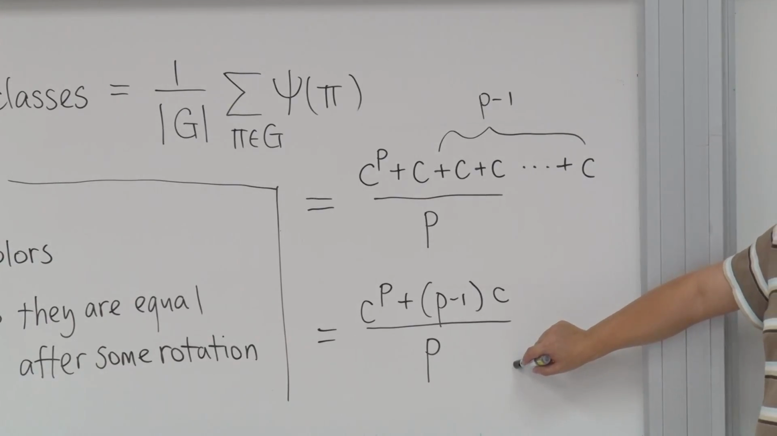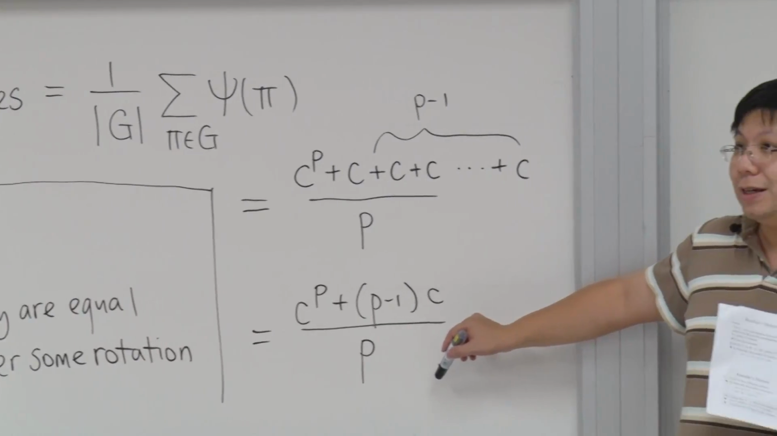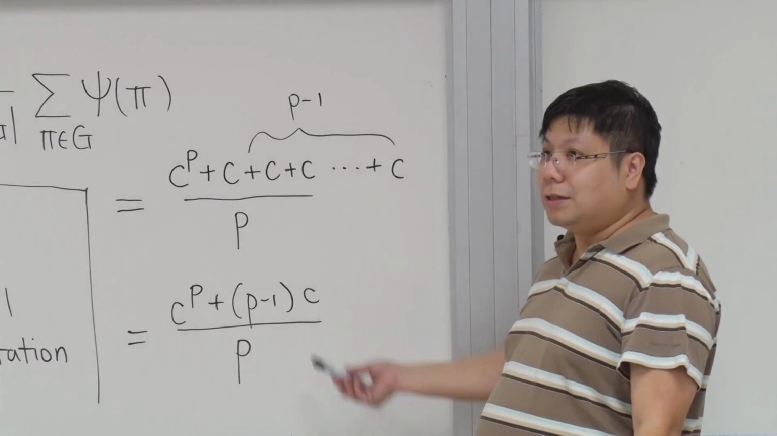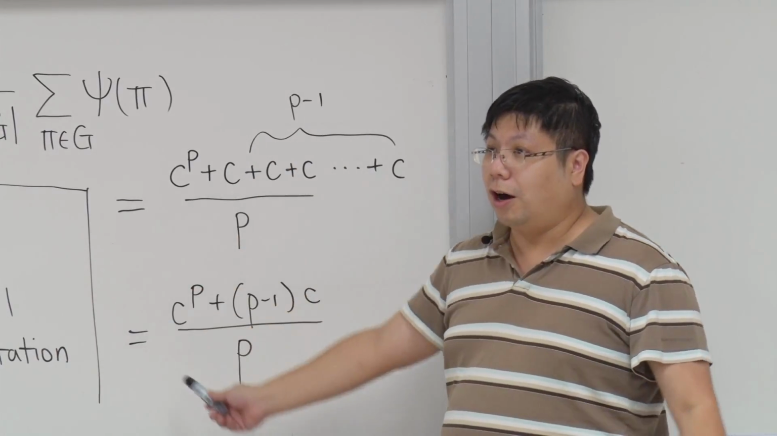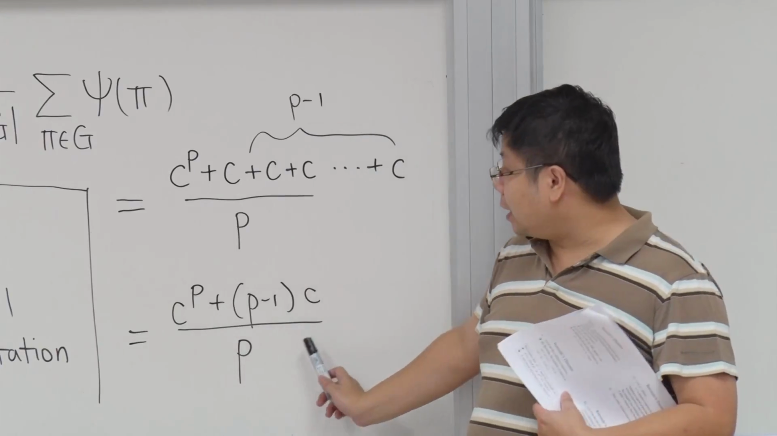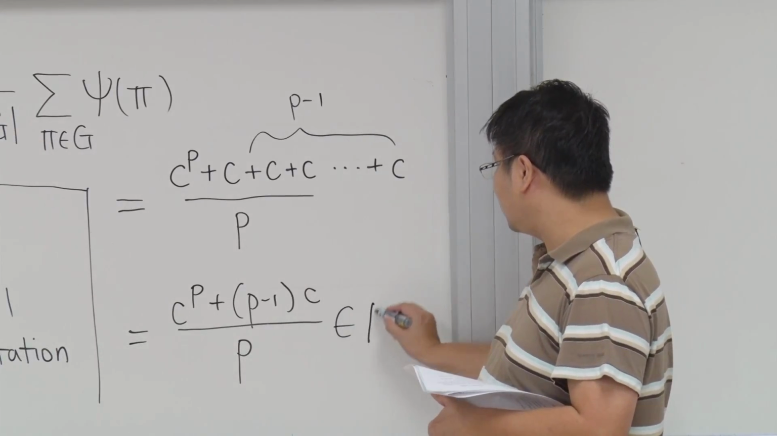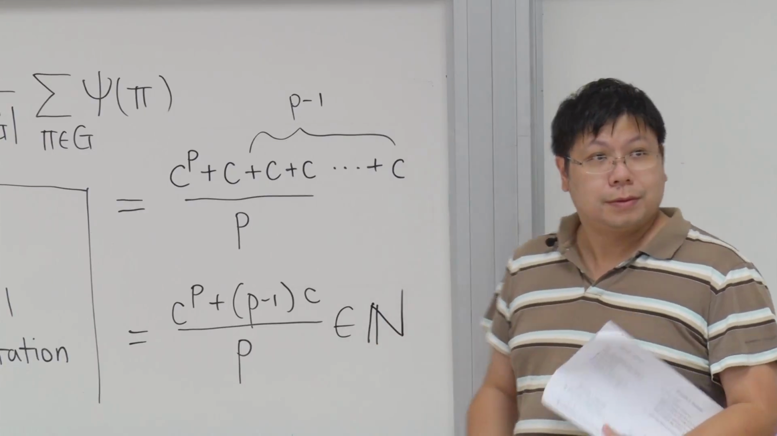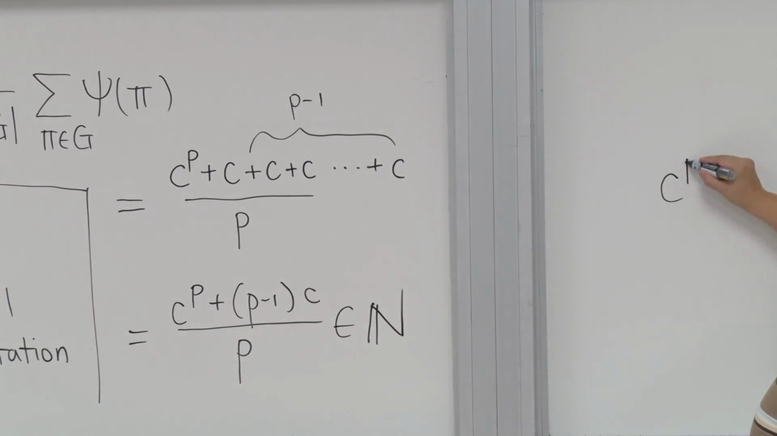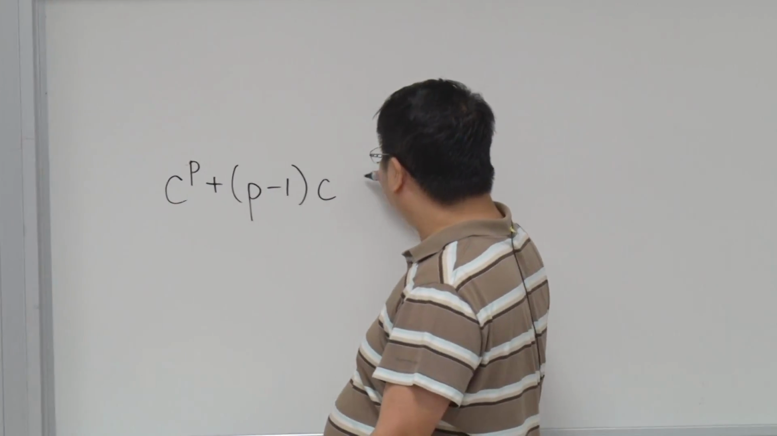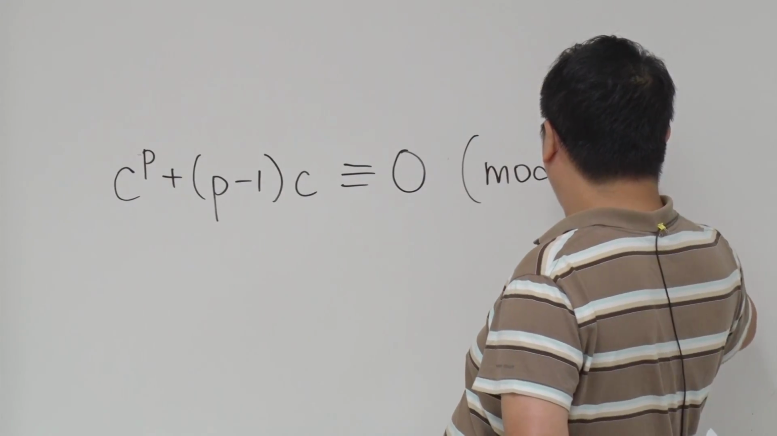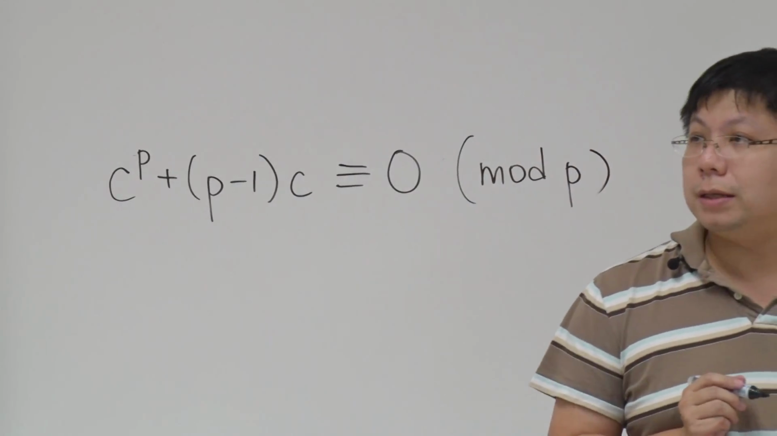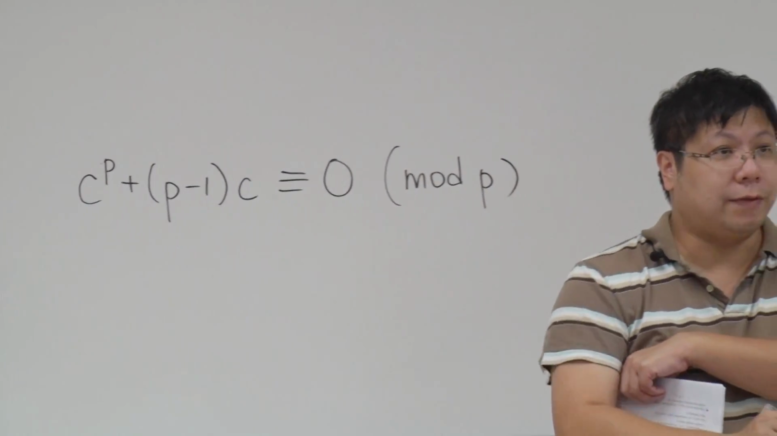This is going to be a proof of Fermat's little theorem, an alternative proof. So assuming that Burnside is correct, this is a counting of the number of classes, which is an integer. This has to be some natural number, right? So what does that mean? It means that C to the power P plus P minus 1 times C is a multiple of P, otherwise it will not be an integer after dividing it by p.